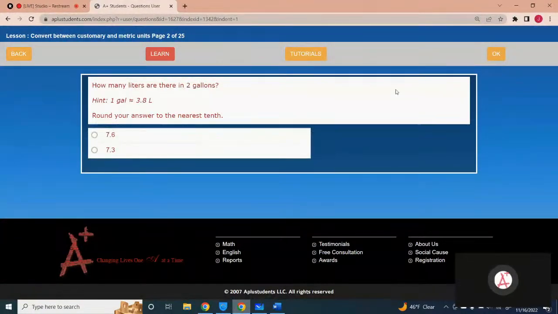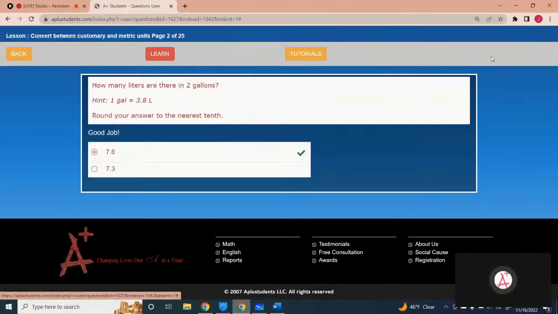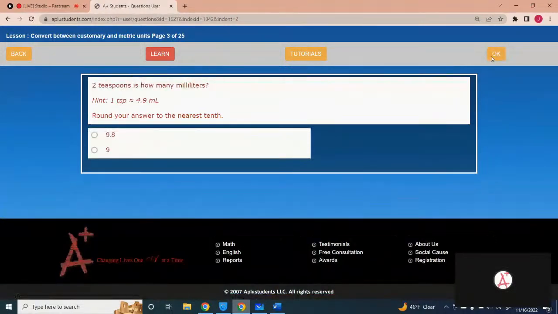Okay, the next one is how many liters are there in 2 gallons? You are given the hints, just use the hints. In 1 gallon you have 3.8 liters. So for 2 gallons you need to do 2 times 3.8. It would be 7.6. Got it? 2 gallons equal 7.6 liters.